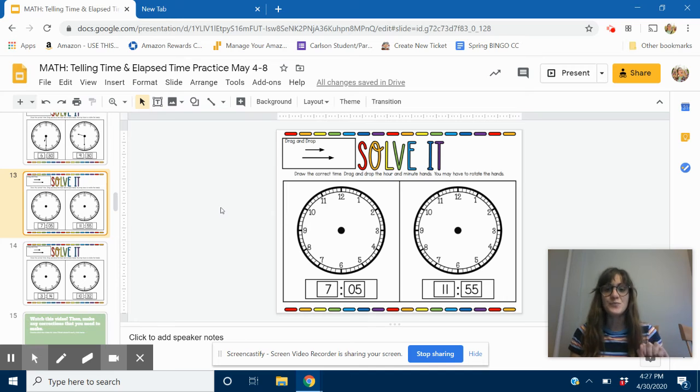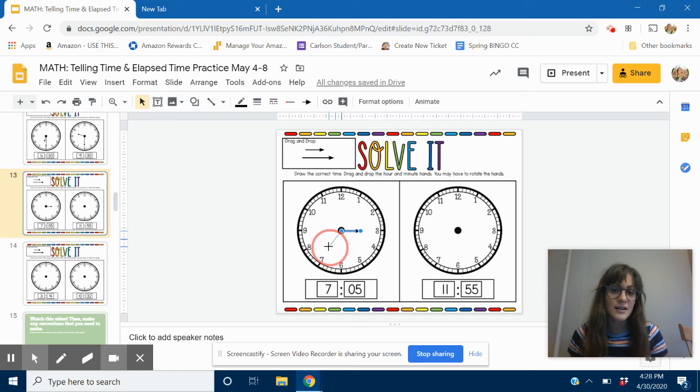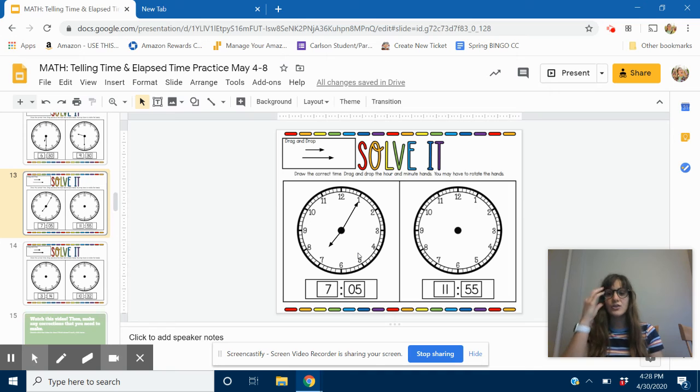Second to last one. We have 7:05. Okay, so I'm going to do my hour hand first. And I know that if it's 7:05, it's only 5 minutes past 7 o'clock. So my hour hand is only going to be just a little bit past 7 o'clock, like that. Okay, and then we know that if it's 7:05, my minute hand is going to be pointing right at that 1. Okay, let's look at this next one.